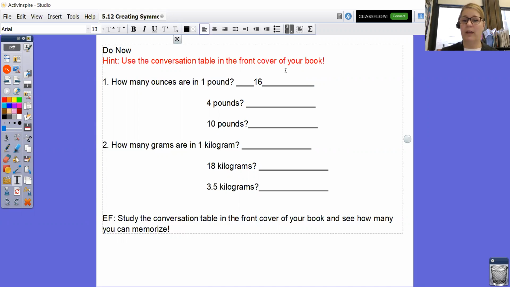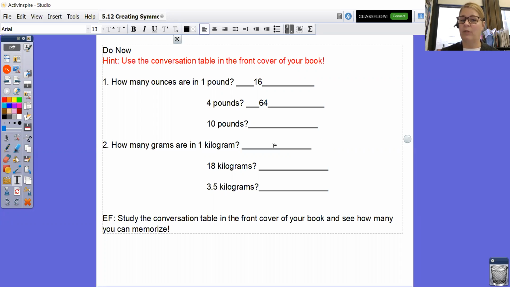Now I'm going to do a little multiplication. I'm going to do 16 times 4. And when I do 16 times 4, what do I get? 64. I want you to do the same thing for 10 pounds, please. When you're finished, pause this. When you're finished, let's go on to kilograms.